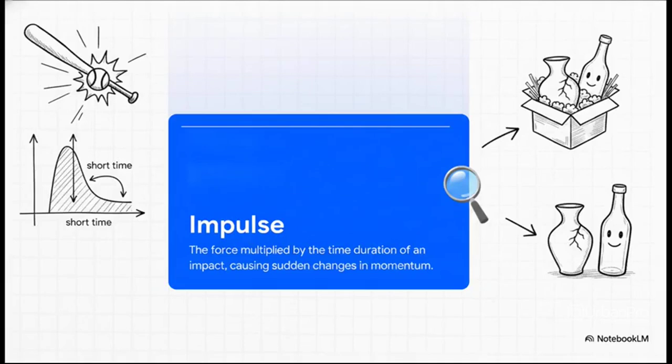But wait, what if that momentum changes literally in the blink of an eye? That, my friends, is impulse. Impulse is the average force multiplied by the time duration of the impact.